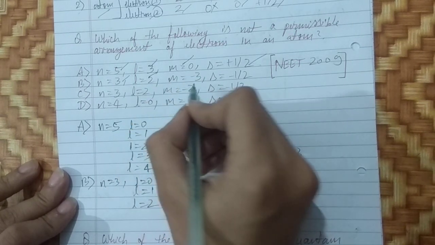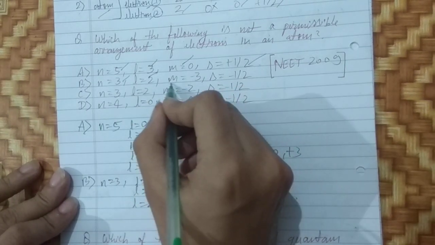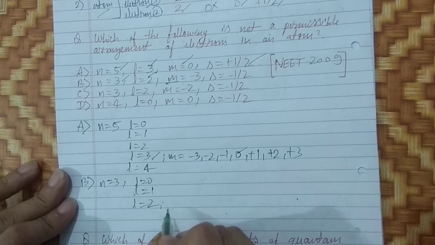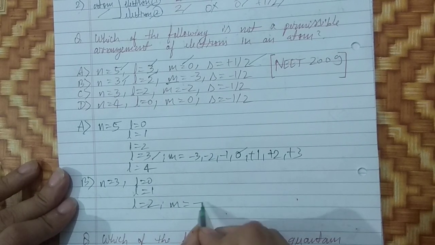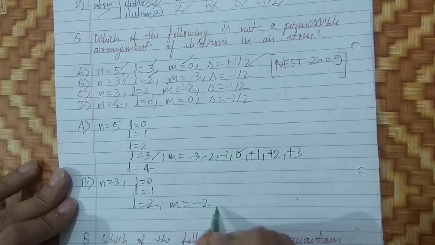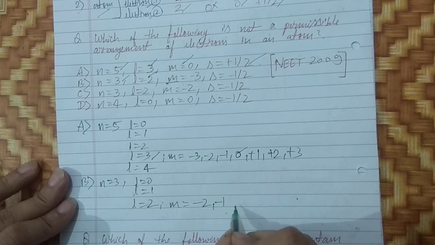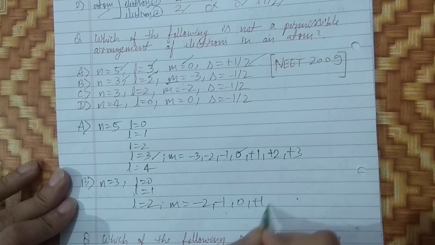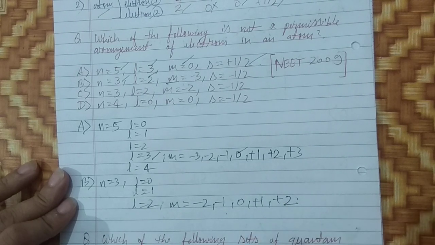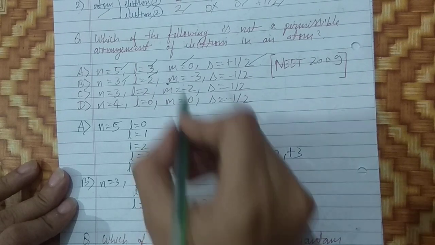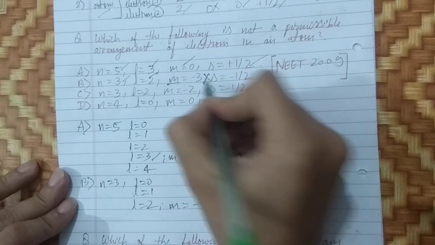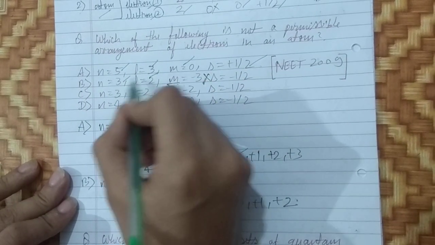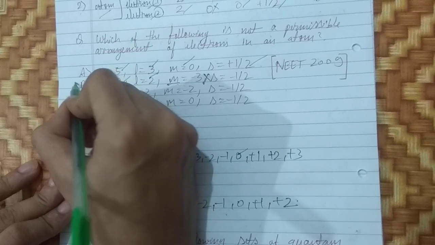For l equal to 2, we need to calculate the value of m. The value of m for l equal to 2 goes from minus l to plus l, that is from minus 2 to plus 2, taking all the values between minus 2 and plus 2: minus 2, minus 1, 0, plus 1 and plus 2. So for l equal to 2, there is no such value as m equal to minus 3. So this is wrong. Hence the incorrect option among the 4 is option B.